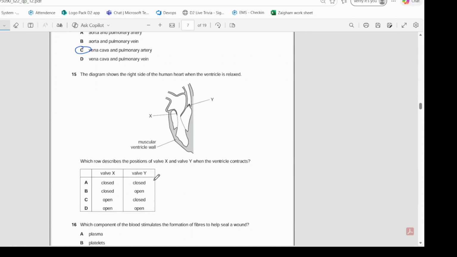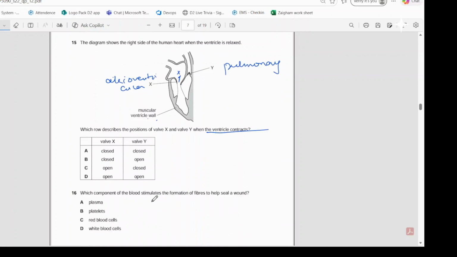The right side of the heart is given, and there are two valves given, X and Y. This one is the atrioventricular valve, right? And this one is the pulmonary valve. So when the muscle contracts, which is given over here, when the ventricle contracts, what would happen? Would X open or remain closed? It would close. X would close so that there won't be any backflow of blood, and Y would open because the blood has to go to the lungs for oxygenation.